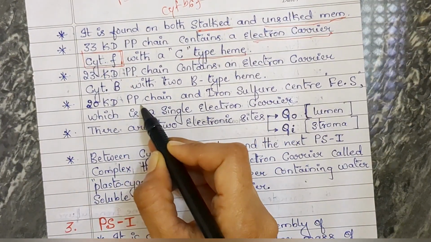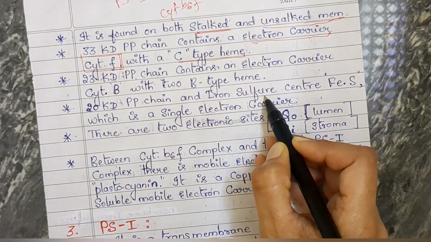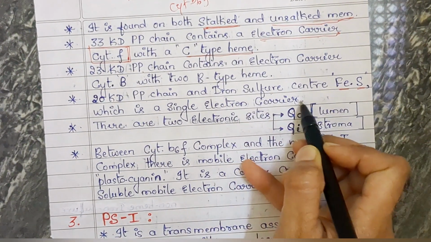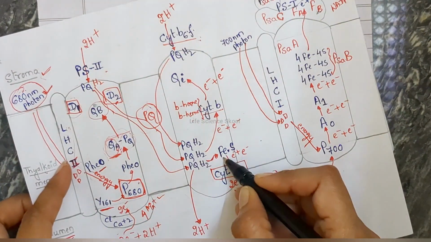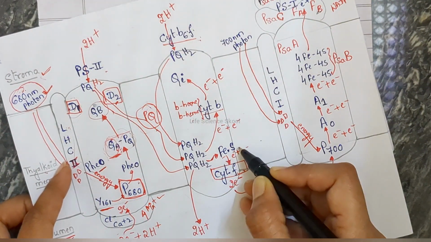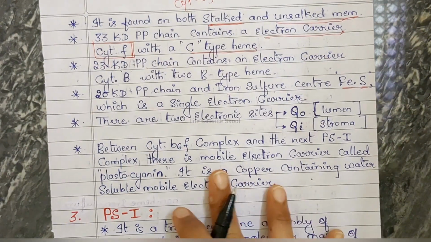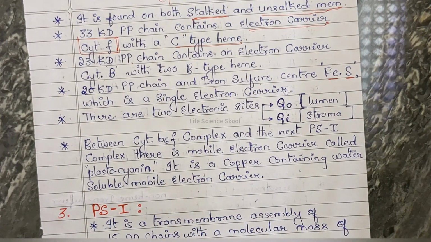And the 20 kilodalton polypeptide chain has an iron sulfur center, that is FeS, a single electron carrier. Fe means iron, S means sulfur. This is a single electron carrier present in the cytochrome B6F.